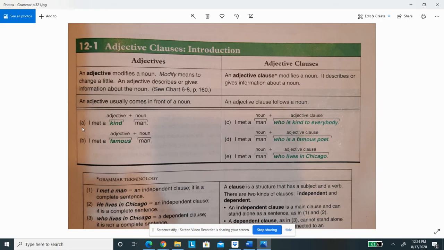Okay, so here, letter A, I met a kind man. Letter B, I met a famous man. So this is how we typically use an adjective. It is telling us about this noun. In this case, it's a man. It's a kind man. And in this sentence, same thing. Adjective comes first and then the noun. So we are getting some information about this man. He is famous. Okay, so another way to describe a noun is to use an adjective clause.